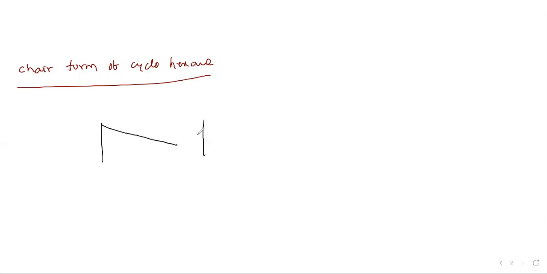Right, all of you please listen carefully. This is a chair form of cyclohexane. Here, these straight hydrogens, this is a hydrogen, this one is hydrogen, this one is hydrogen. This is always axial hydrogens. Axial, axial, axial.